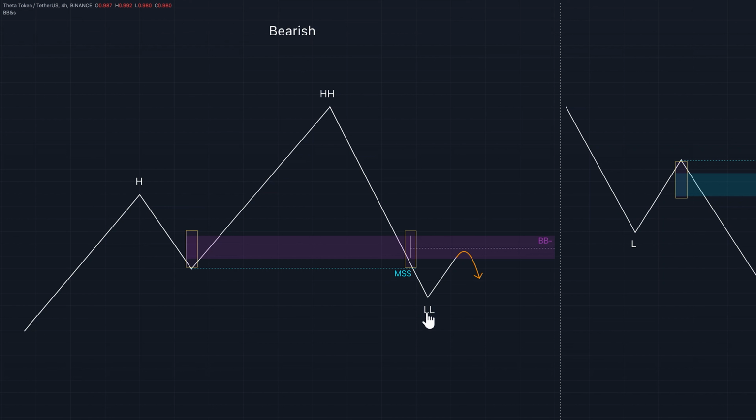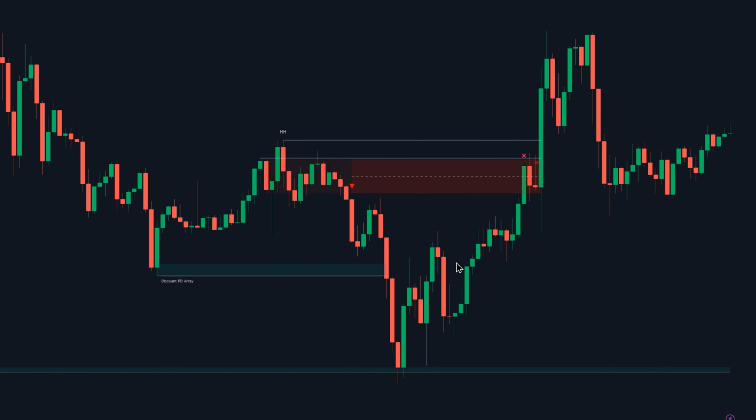Now, as soon as the lower low was formed, this order block was considered mitigated by the price. Hence, it turned into a bearish breaker block, labeled as BB-. To take short positions with bearish breaker blocks, you wait for the price to retest the level and you take your positions. And this is exactly how we're going to be using this indicator to trade.